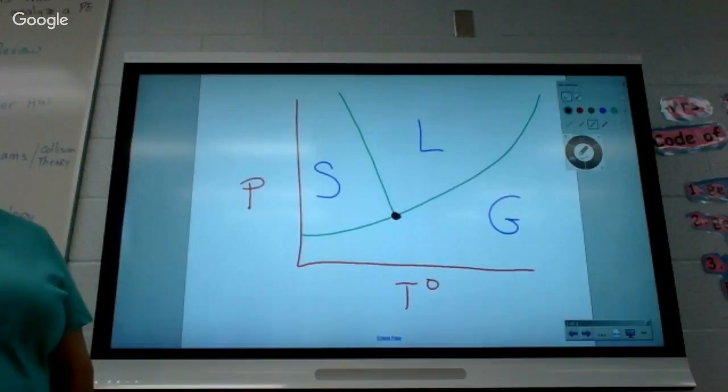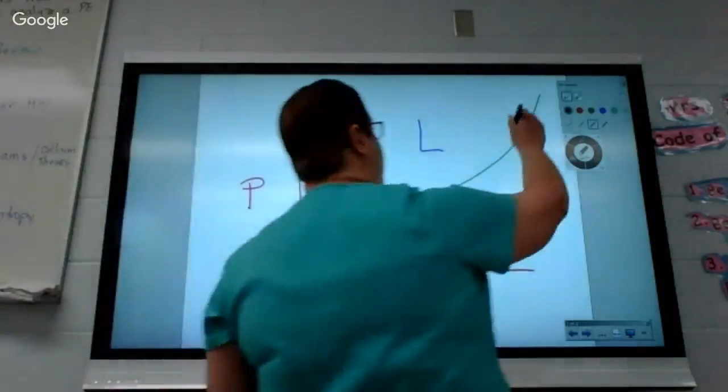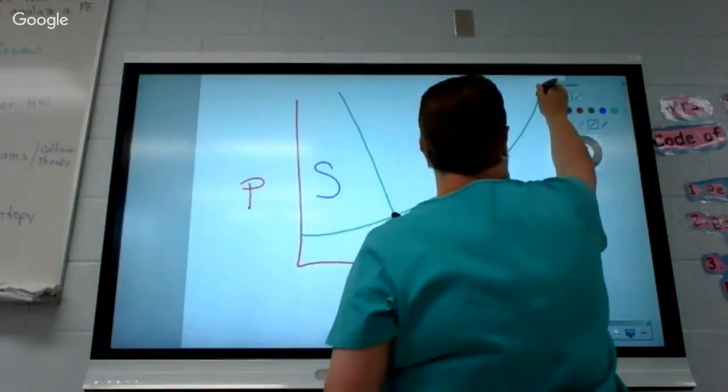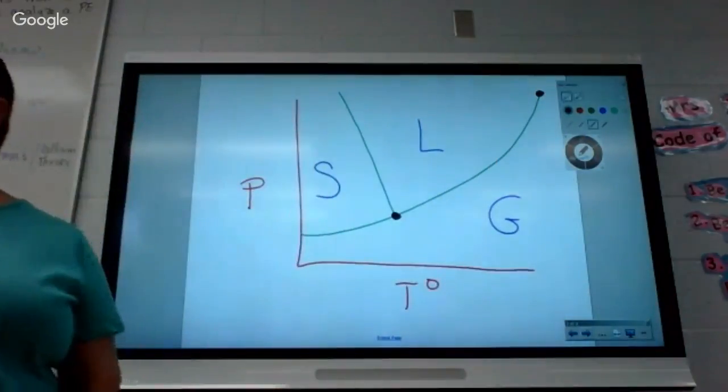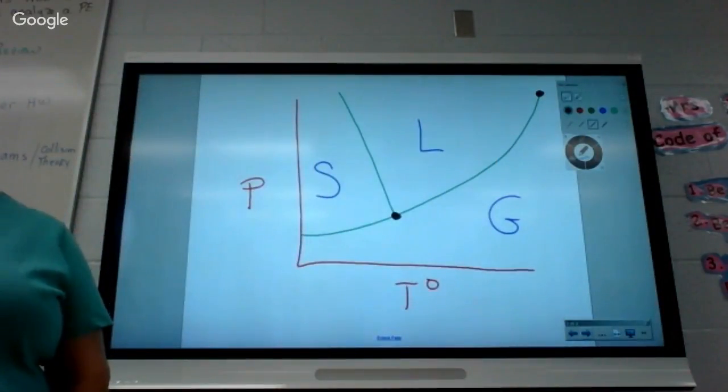Now, what's the next point we need to know? All right. The dot at the top is the what? The critical point. What happens at that point? That's the highest.